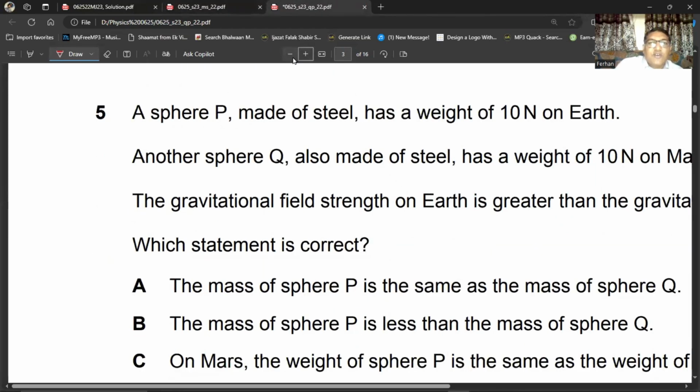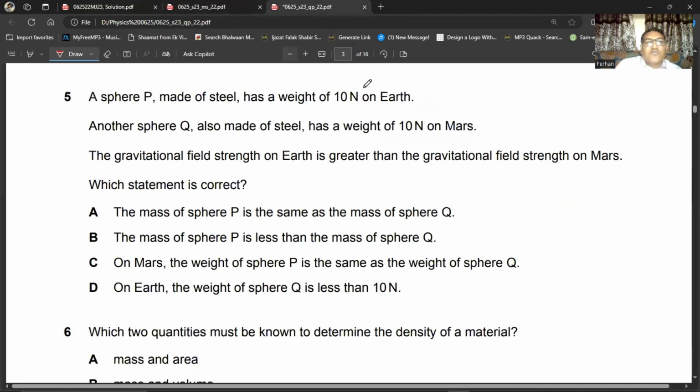So we are going to the next question, and the next question on your screen is question number 5. It says a sphere P made of steel has a weight of 10 Newton on Earth. Another sphere Q, also made of steel, has a weight of 10 Newton on Mars. The gravitational field strength on Earth is greater than the gravitational field strength on Mars. Which statement is correct? The mass of the sphere P is the same as the mass of the sphere Q. Okay, so let's do this.